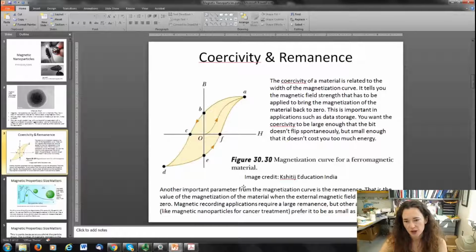Another parameter from the magnetization curve is the remanence, and that's the value of the magnetization of the material when the external magnetic field strength is zero. So that would be at points B and E here on your curve. Now, magnetic recording applications, since we're already talking about it, require a large remanence, but other applications like magnetic nanoparticles for cancer treatment would prefer this value to be as small as possible.